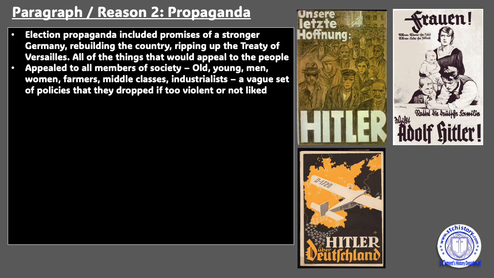Part of Hitler's propaganda in this election was that everything they offered to the public was a bit vague. The policies were a little bit vague. And if the people thought, oh, that's a bit too much, maybe something anti-Semitic, then they just dropped it straight away. So this is a bit like populist politics, where they generally are just saying what people want to hear, really, to get votes.